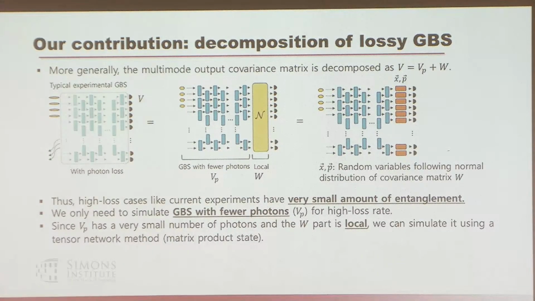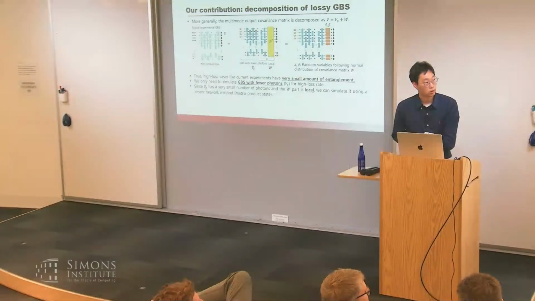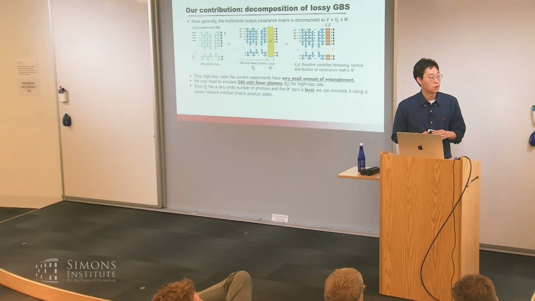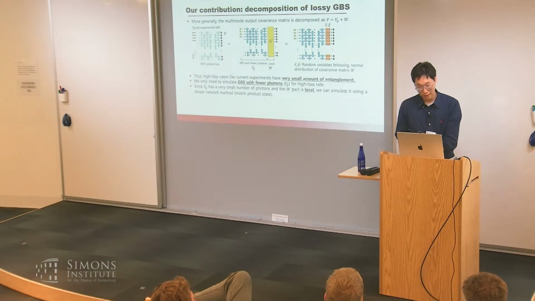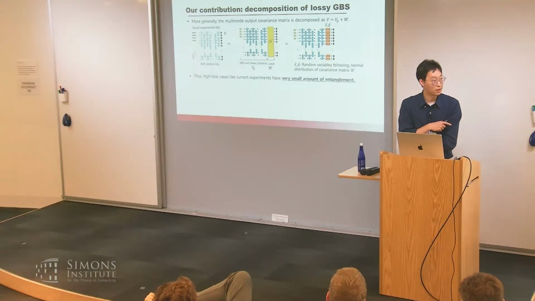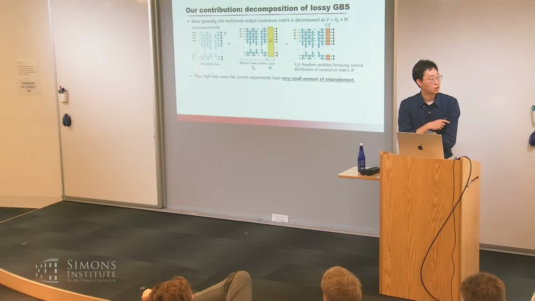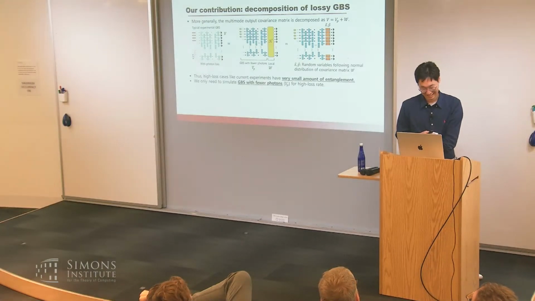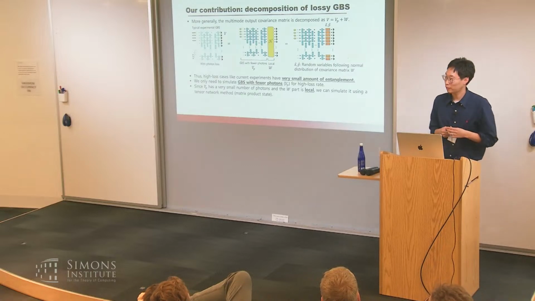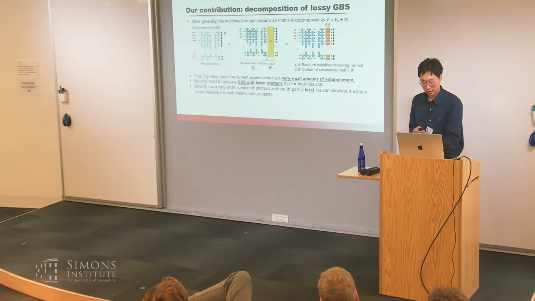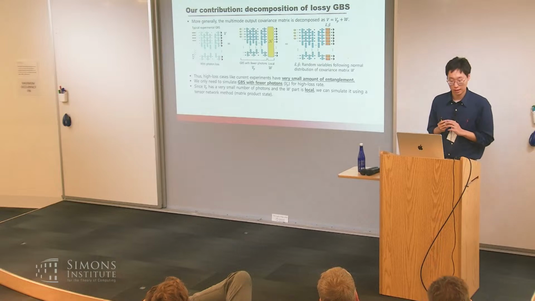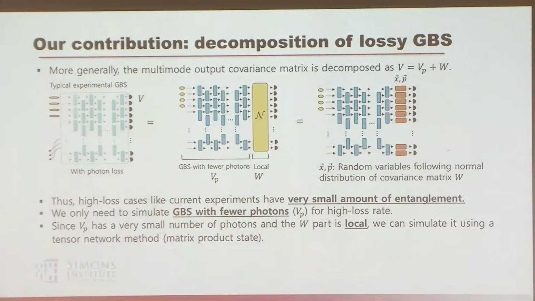Yes, please. You say a very small amount of entanglement. I think it was presented last year by Argonne that it was like 3%. Is that what you mean by small? Yeah, I think that's the same one. So this ratio depends on the experiment, but typically for the largest experiment it's between 3 and 7%.